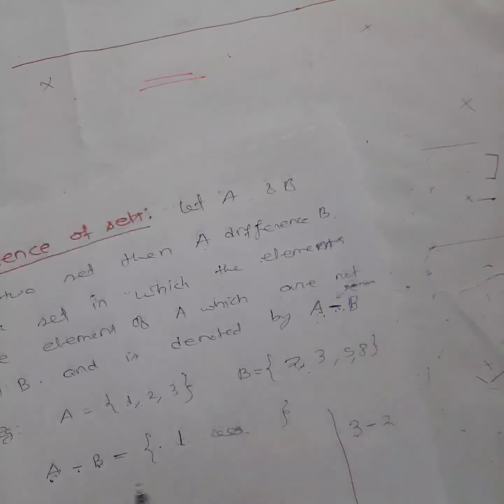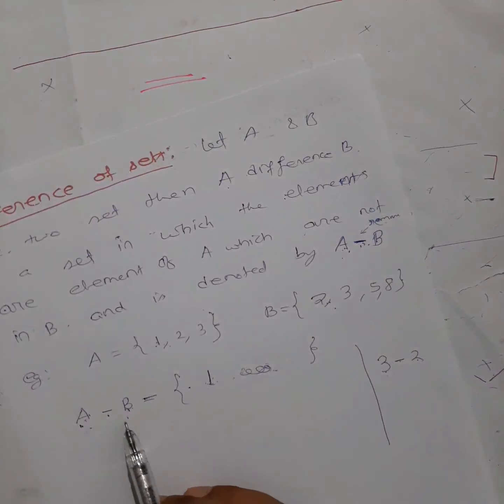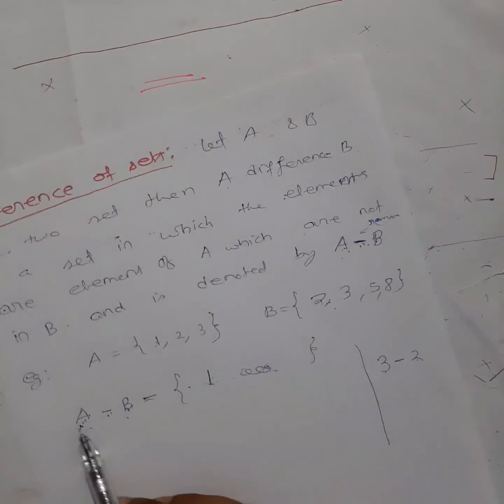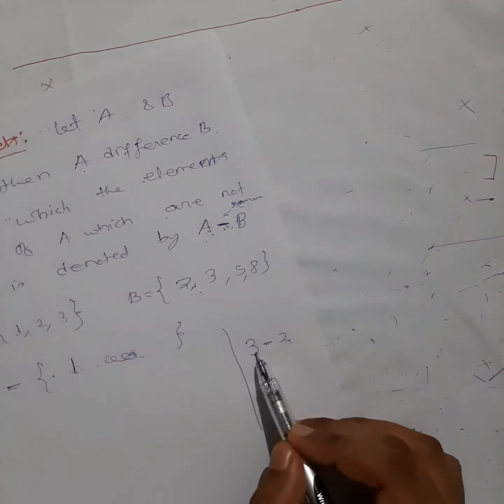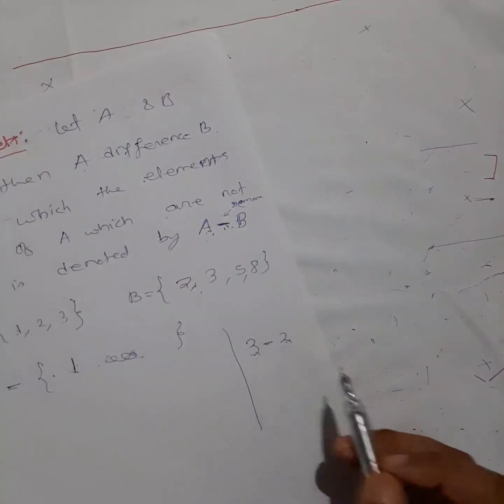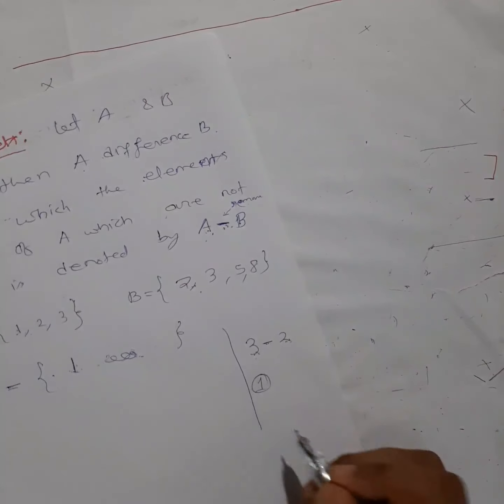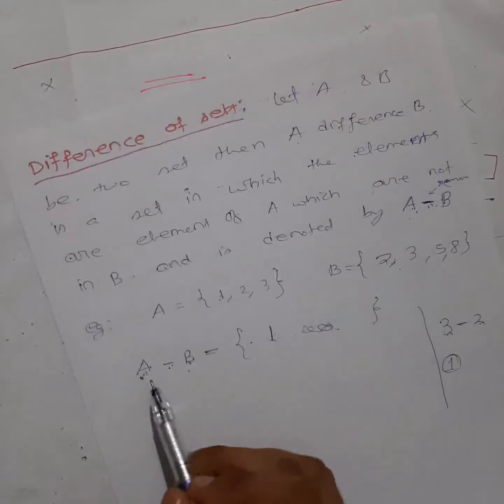So see how we can remember what will be the element of this one. Very simple. A minus B means what? From A. In numbers also we understand like that only, right? 3 minus 2 means what? From 3, remove 2. So from 3, if you remove 2, how much will be left out? Only 1. Right? So same here also.